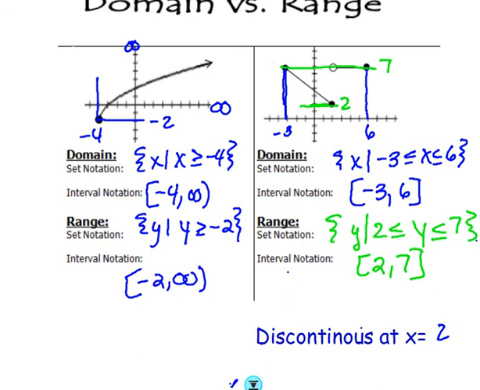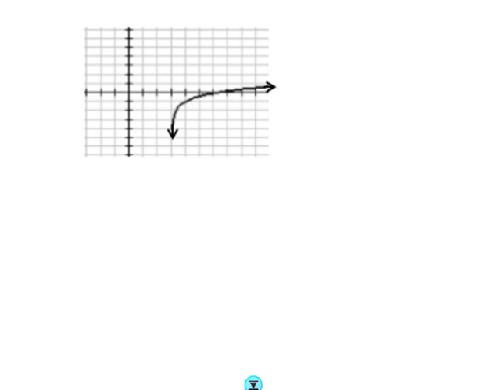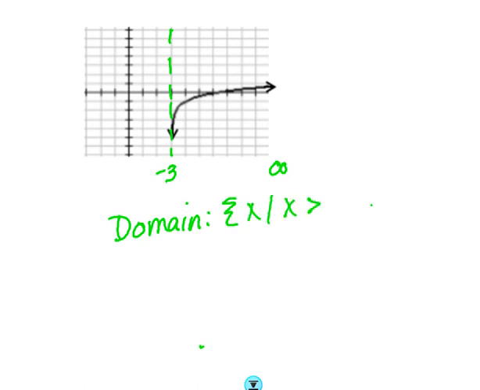All right, one more example with domain and range. This time, remember there was that asymptote at x equals 3. Here our graph starts at 3, but we don't include it, and it goes to infinity for our domain. So our domain is x such that x is greater than 3. It doesn't include the 3. So interval notation is going to be 3 to infinity, open on both ends, because we don't include the 3. It gets really, really close to 3, but doesn't include it.